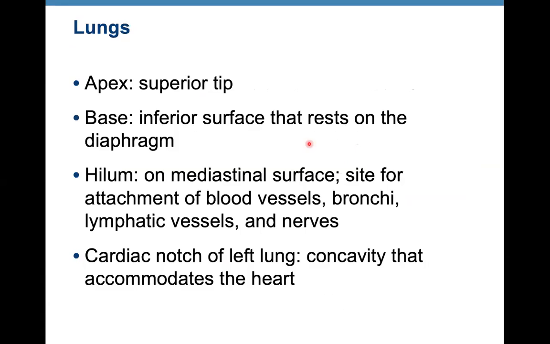The apex of the lungs is a superior tip. The base is at the bottom, and this is what's actually going to sit on the diaphragm. The hilum, as you guys saw when we dissected the cats, the hilum is the point of entry for the bronchioles, the primary bronchi, the blood vessels going into the lung. Okay, it's just a point of attachment where most of these structures will enter in. The left lung does have a cardiac notch, which allows for the heart.